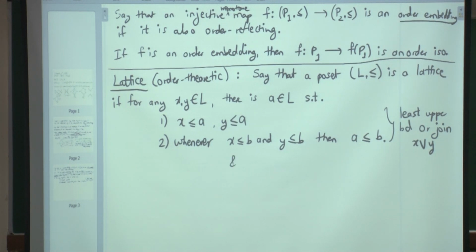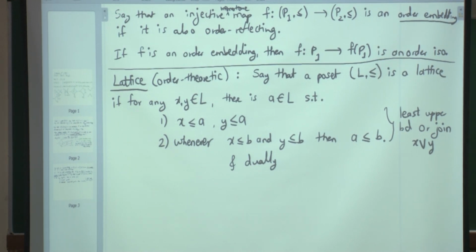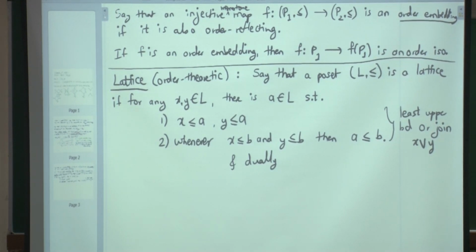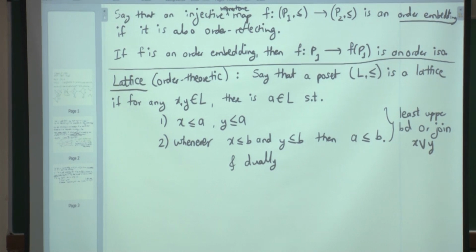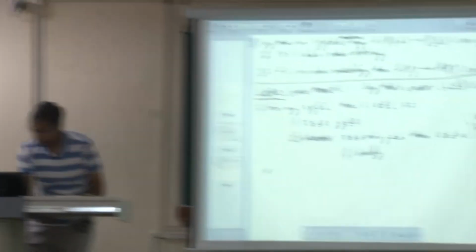And dually, see, I am writing the word dually. Dually because if I invert L upside down, then the join in that inversion, if it exists, it will be the meet in this case. So the least upper bound in L op would be the greatest lower bound in L.